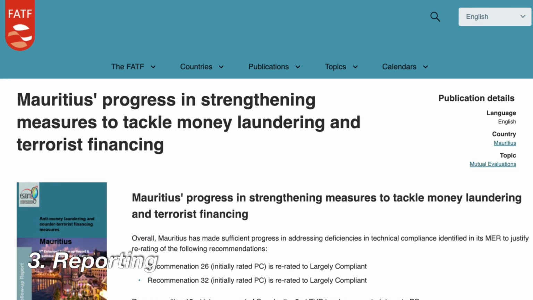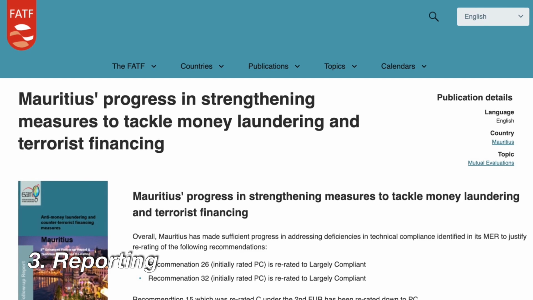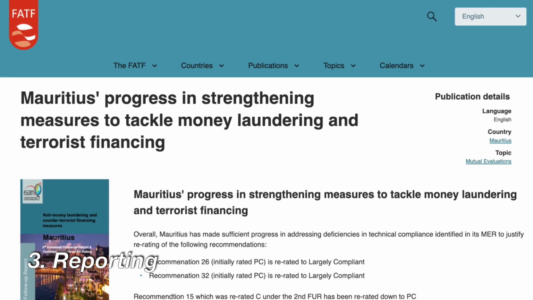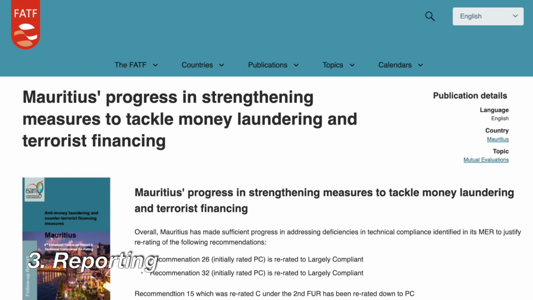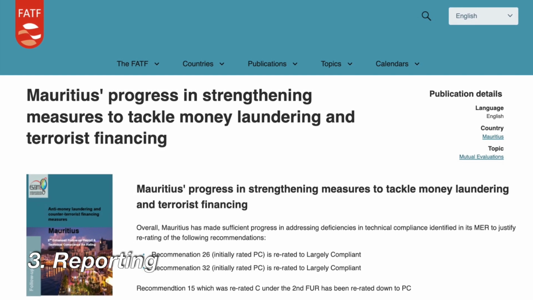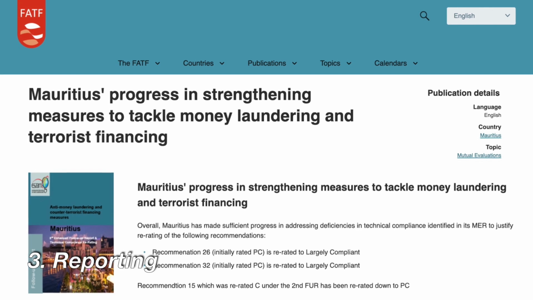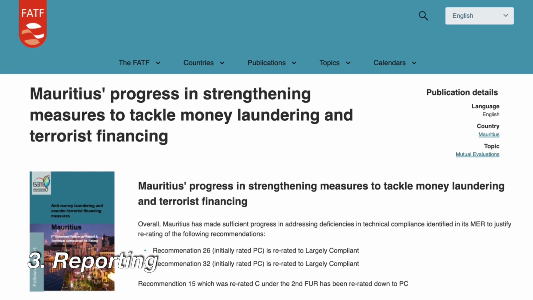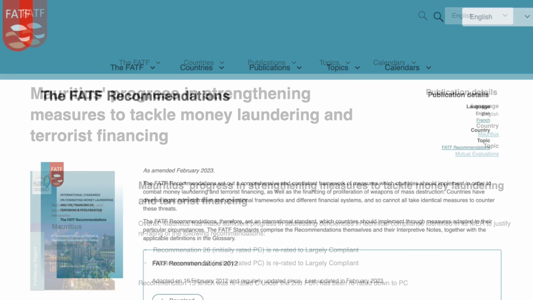Reporting. The FATF issues reports on the compliance of member countries with its recommendations and standards. These reports assess the effectiveness of anti-money laundering and counter-terrorism financing systems in place and highlight areas for improvement.